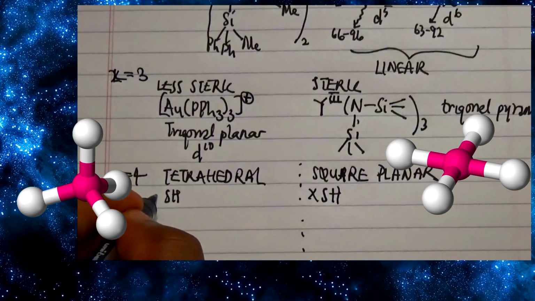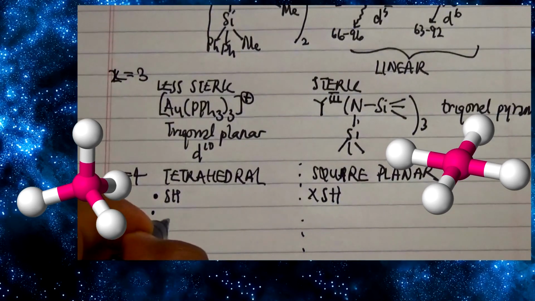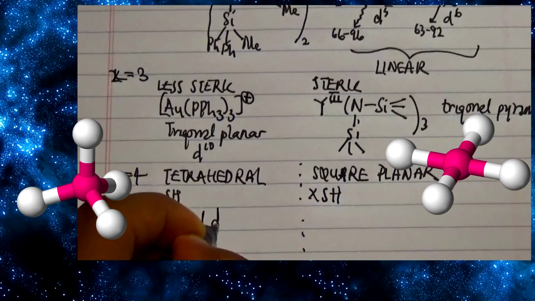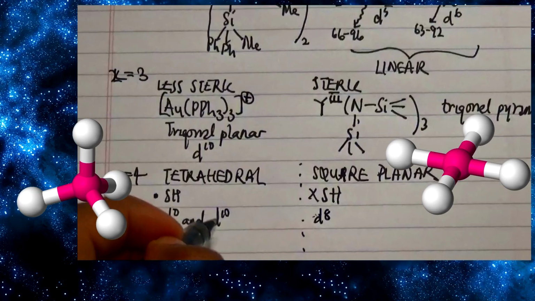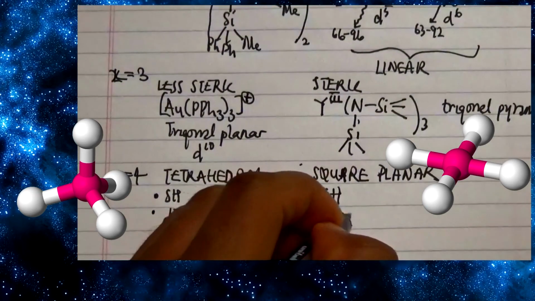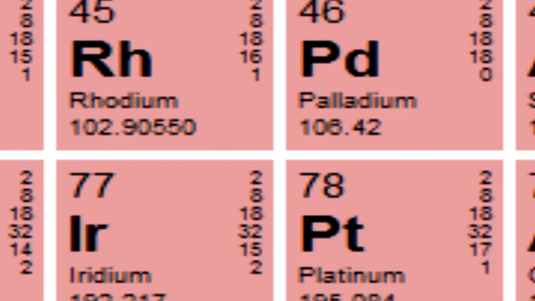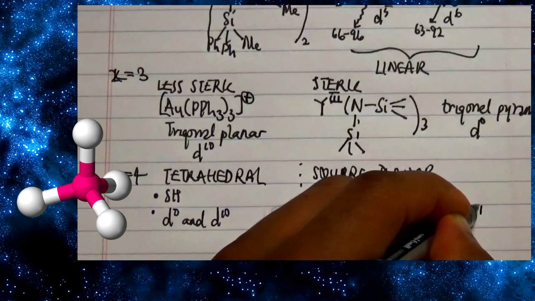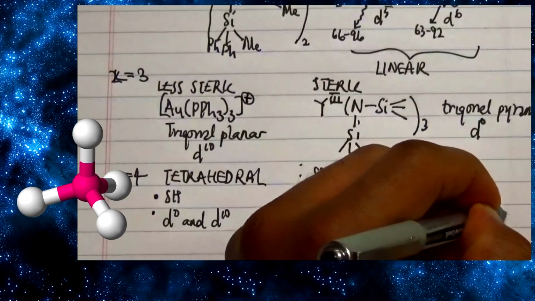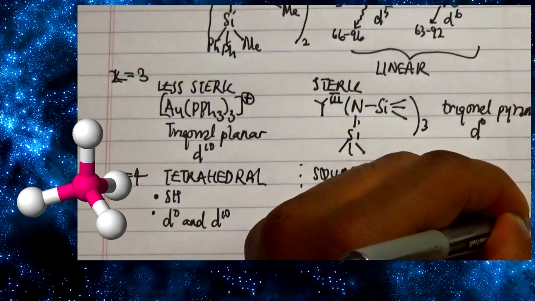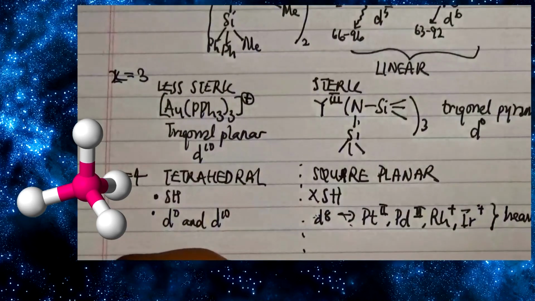Now, second step we need to take note of is that this actually favors D0 and D10 ions in here. However, this favors D8 ions in here. An example of this D8 includes the likes of platinum 2, we have the likes of palladium 2, we have the likes of this here with a +1, and finally we have this here with a +1. So all these, take note, they are actually heavy transition metals, and that is just one of the things you need to take note of in here.